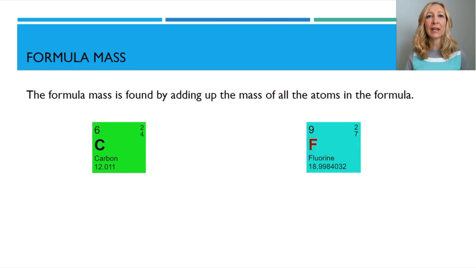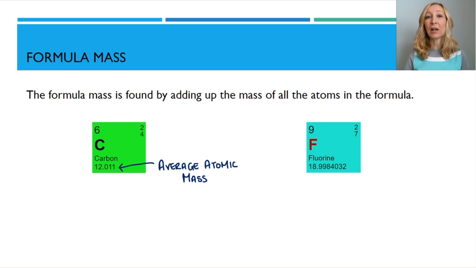So let's start by looking at what formula mass is. Well, the formula mass is found by adding up the mass of all of the atoms in a given formula. So where do we find the mass? Well, on carbon here, we found the mass right underneath the name of the element, and the mass is 12.011. Now this is the average atomic mass. This isn't the mass of every atom, it's an average mass of all of the atoms of carbon.